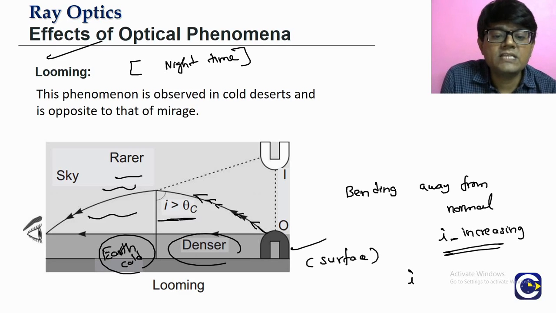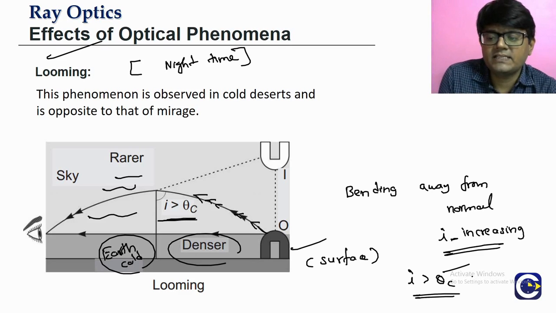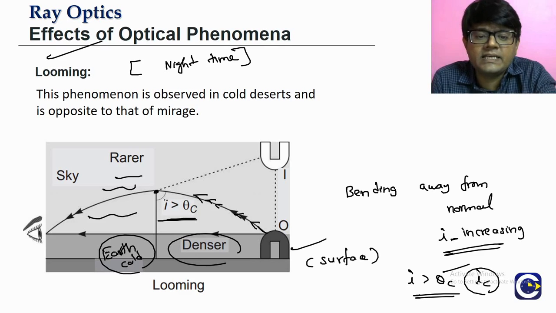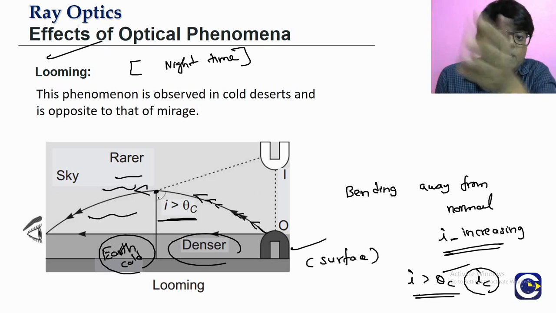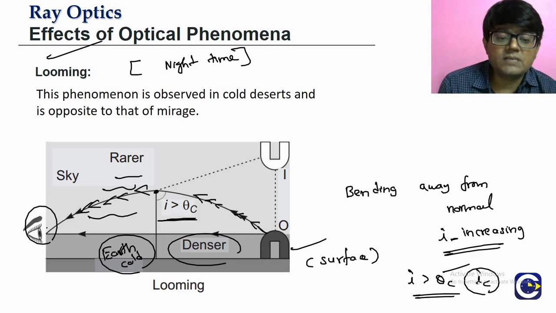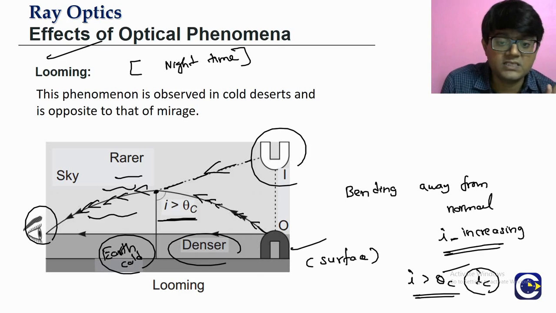Eventually you will reach a stage where the angle of incidence is more than the critical angle. Critical angle we will represent by theta c, or we can say i_c also. Then what happens? There will be total internal reflection. So rays will come onto the same side. Now for the eye which is observing, it will appear as if the rays are coming from a point over here. This is the image.